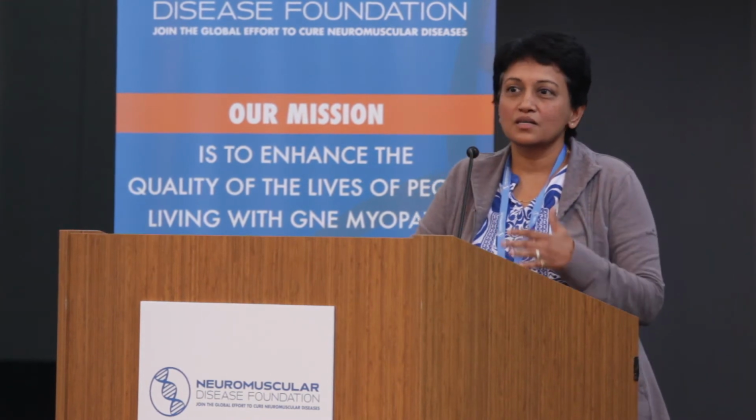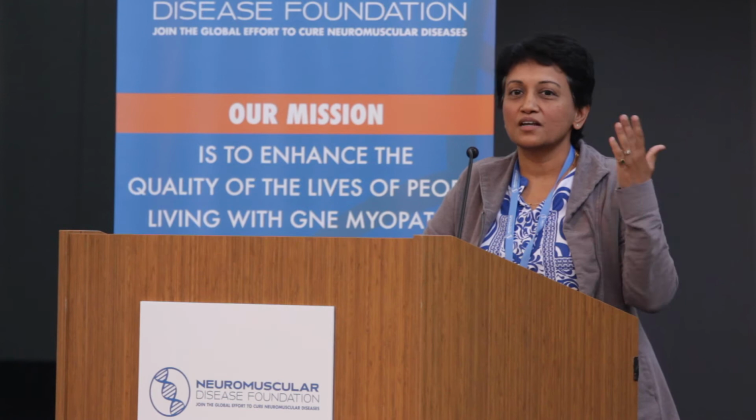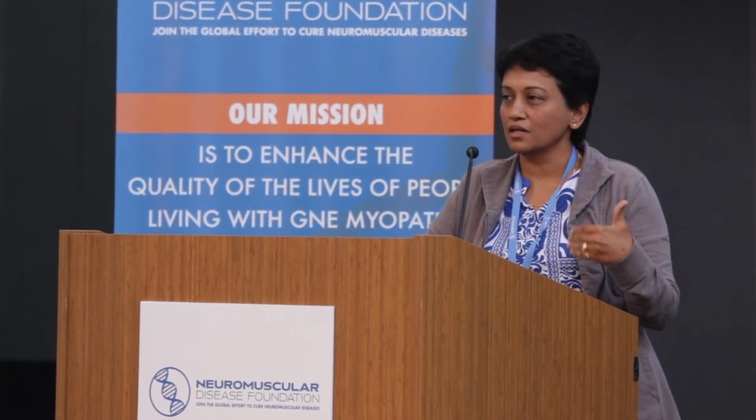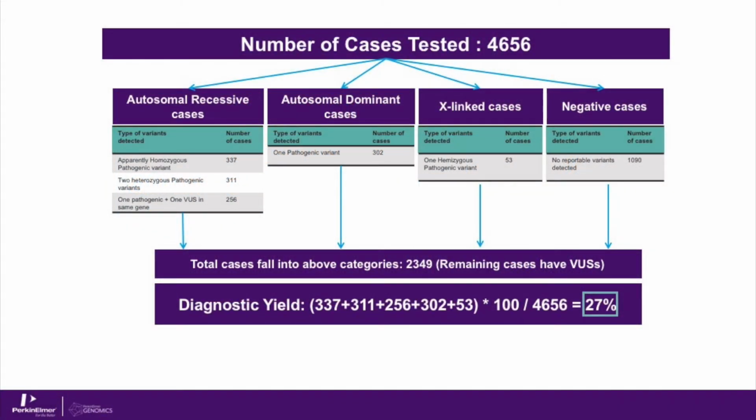What I'm showing here is across the 36 genes, there are recessive disorders, so both parents being carriers and the individual inheriting 2 mutations from the parents.